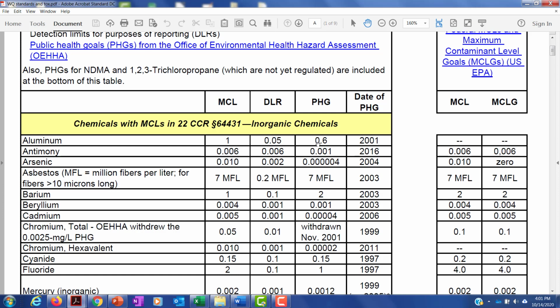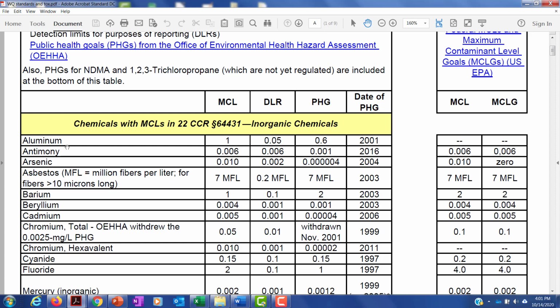Notice that the public health goal is usually lower than the maximum contaminant level. And not to scare people, but the health department here establishes this ideal level, and then it goes out to the public and it goes out to water providers who say, listen, there's no way that we can provide water at that low concentration.